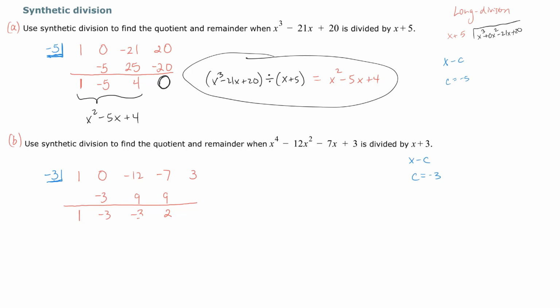Notice we get 2 times negative 3 here, which is negative 6. So when you add this, you get a remainder of negative 3. So how do we write our final division problem? Well, let's write our quotient first. Our quotient is 1 degree less than the original polynomial. There it is. And let's add the remainder over the divisor. The divisor was x plus 3.